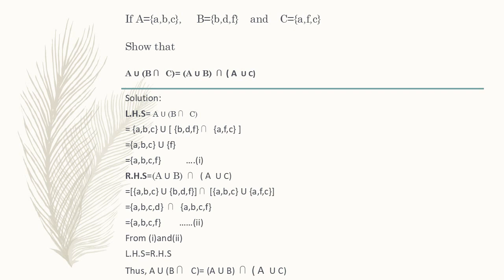We can calculate at the same time, but we just write both of them in square brackets. ABC union BDF equals ABCDF, and intersection with ABCF. We have the common alphabets ABCF from 1 and 2. Left hand side is equal to right hand side. Thus A union (B intersection C) equals (A union B) intersection (A union C).